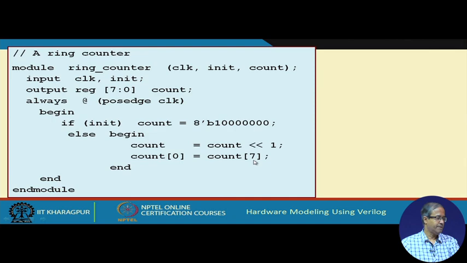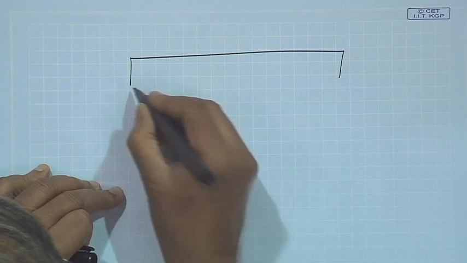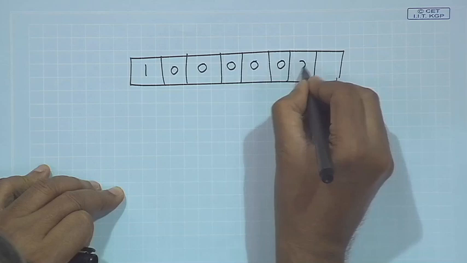Now, tell me whether this is a correct description of a ring counter. So, these two statements, do they actually do the shifting correctly? Just see, count is an 8 bit variable, right? So, let me just show you, count is an 8 bit register, there are 8 flip flops. So, I have 1 here and there are 7 zeros, this is my count.